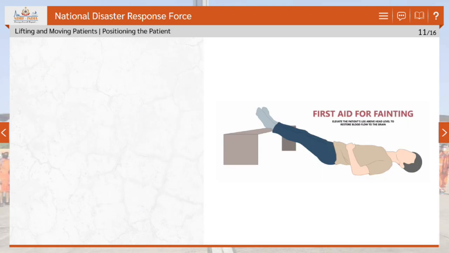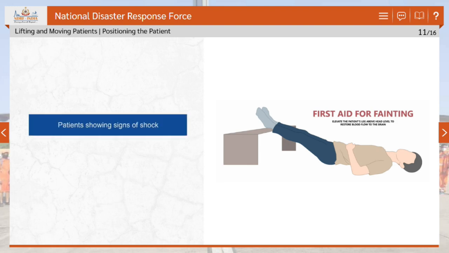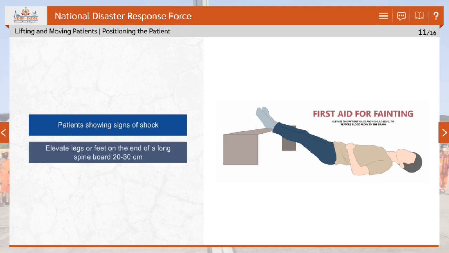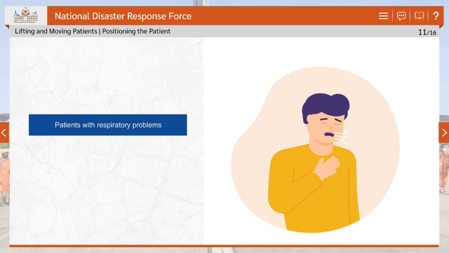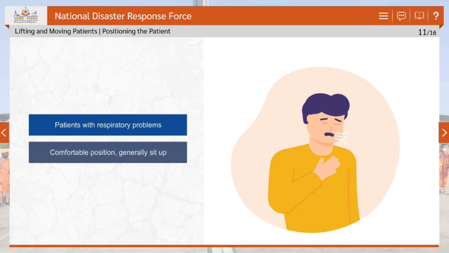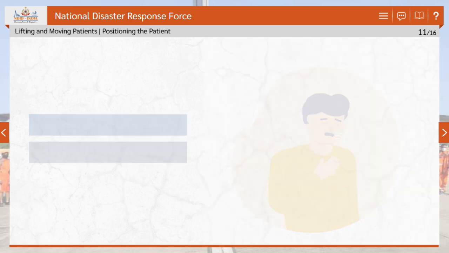How you position a patient depends on the patient's condition. For example, a patient showing signs of shock may be placed in the shock position, that is, elevate legs or feet on the end of a long spine board 20 to 30 centimeters. Patients with respiratory problems may get into a more comfortable position unless injuries prevent it. These patients generally want to sit up.